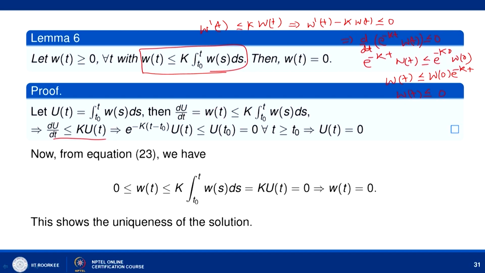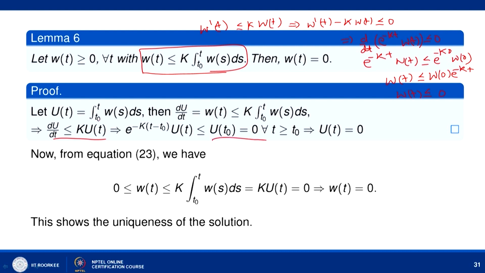And W(t) we already know is bounded by k times the integral from t naught to t of W(s) ds. So, it is less than or equal to k times the integral of W(s) ds, and by the definition of u(t), this is nothing but k u(t). So, du/dt is less than or equal to k u(t), and this implies that e to the power minus k(t minus t naught) u(t) is less than or equal to u(t naught), and we already know that u(t naught) is what?